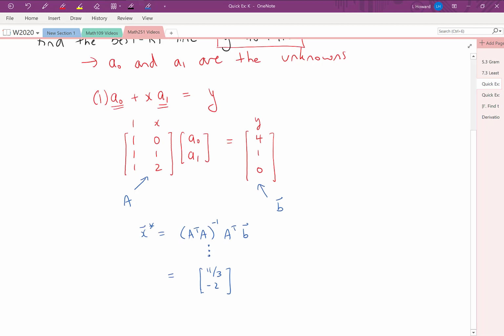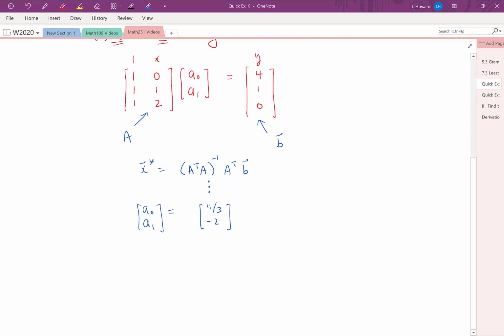Okay, so when we go through this calculation, we find the least squares solution. What we're actually finding is the A0, A1 that gives us the best fit line. So you can call this X star, but maybe better, more descriptive to call it A0, A1 at the end of the problem. So let's see how that helps us answer the question.